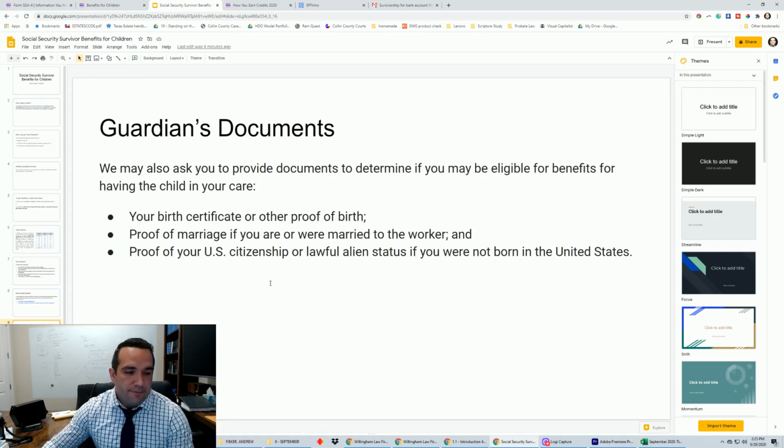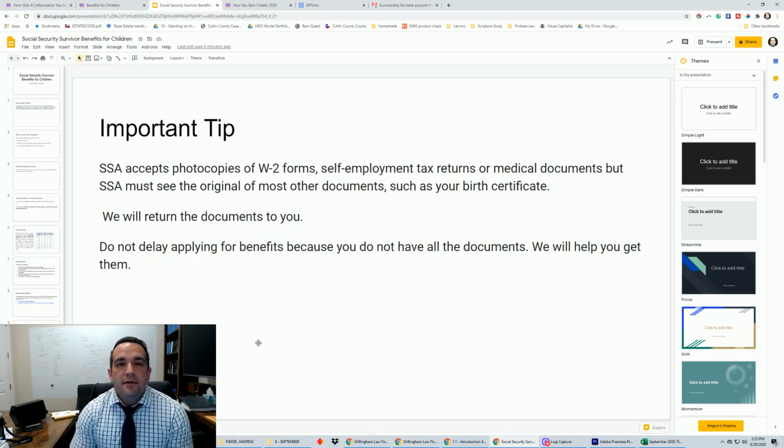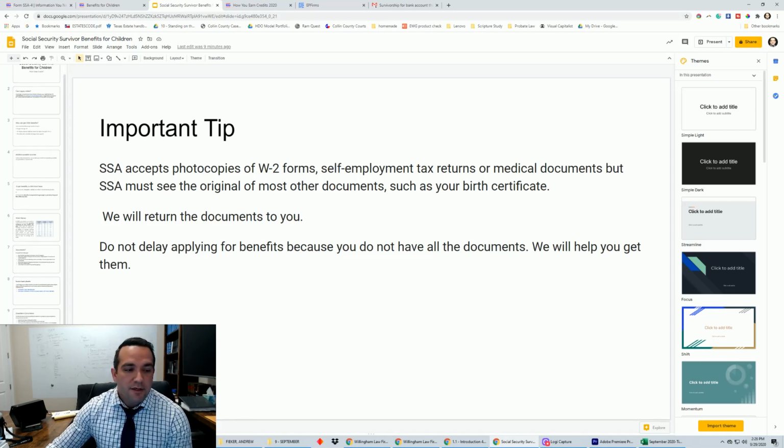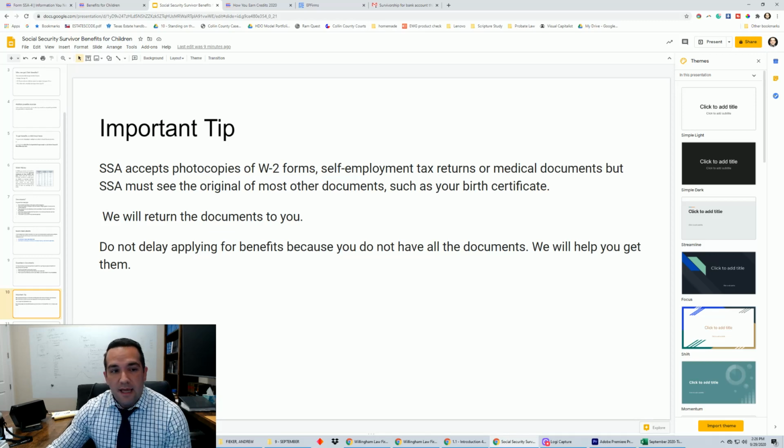All right, this is an important tip, something that you should know, and that is you can send in copies of most things. Some documents you can't, such as the birth certificate. So they're going to ask for originals. Then they promise they're going to send them back to you. The best the government can promise. But that is an annoying thing to have to deal with.